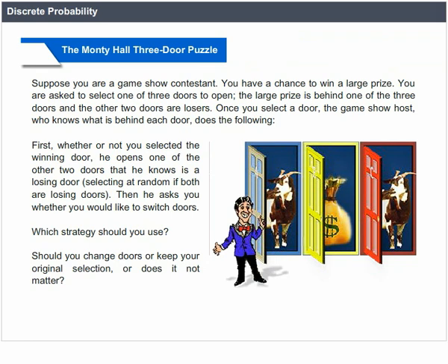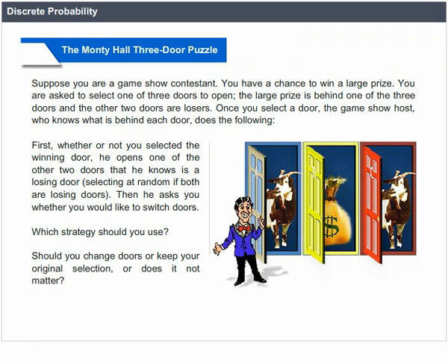Once you select a door, the game show host, who knows what is behind each door, does the following. First, whether or not you select the winning door, he opens one of the two doors that he knows is a losing door, selecting at random if both are losing doors. Then he asks you whether you would like to switch doors. Which strategy should you use? Should you change doors or keep your original selection, or does it not matter?